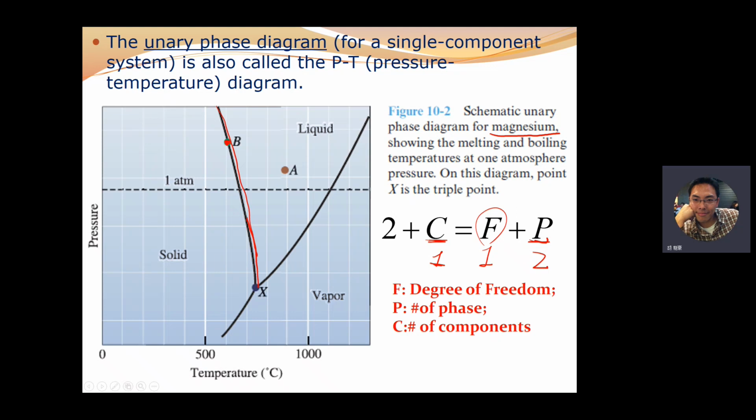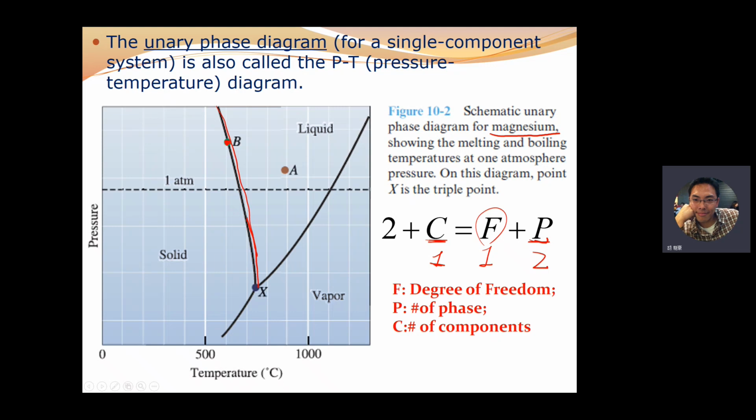Okay, so what does that mean? That means we can only modify 1 parameter, pressure or temperature, if we want the 2 phases coexisting. If we want a solid and liquid phase of magnesium coexisting, we can only control pressure or temperature. Okay, 1 degree of freedom.